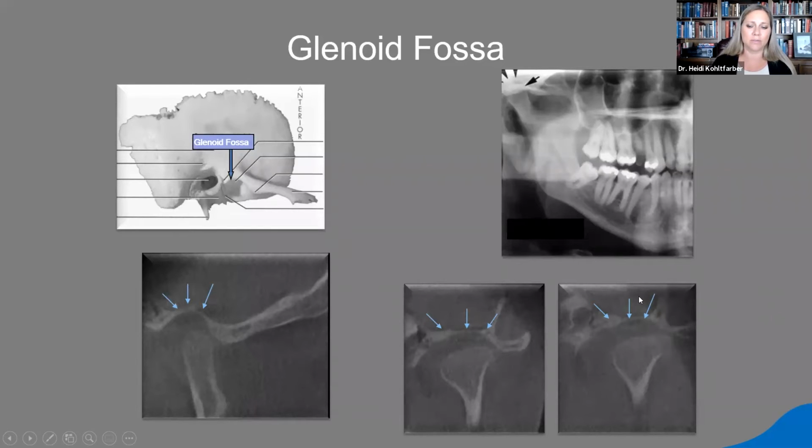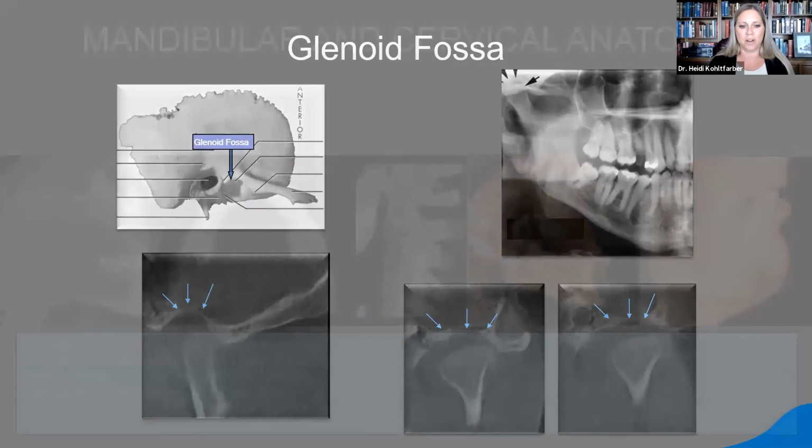But anyway, what we want to notice with this is we have nice, thin, intact cortical borders. And that lets us know we have a very healthy temporomandibular joint. Remember, we saw earlier with the sinuses that you get thickening and sclerosis when you have a chronic inflammatory process. So that's what we kind of want to make sure we don't have in the temporomandibular joint region. So here we have a nice, healthy temporomandibular joint region, nice, thin cortical borders within the glenoid fossa region.